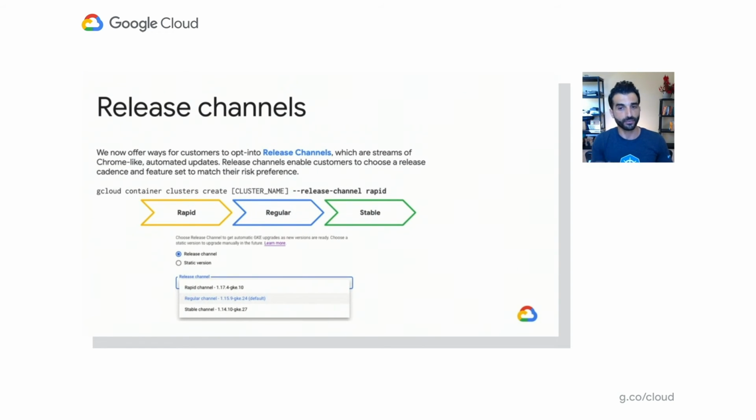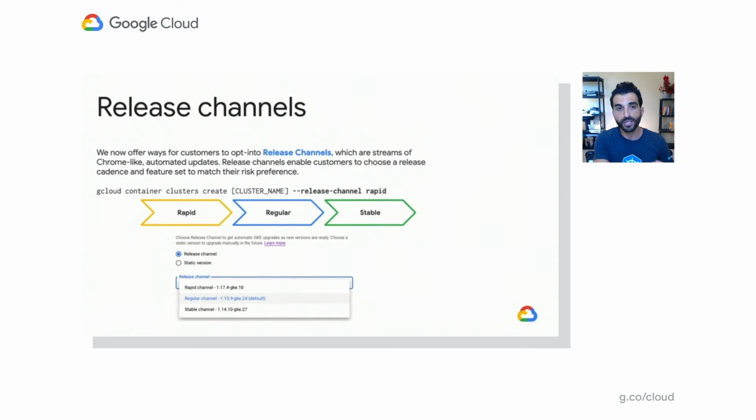Other customers may prefer stability over everything else, over functionality and the freshness of a version. With release channels, and there are 3 release channels: rapid, regular, and stable, you can choose where you want to be in terms of upgrade path. So instead of choosing a specific version, you can subscribe your cluster to a release channel that meets your need, and GKE will take care of the upgrade.